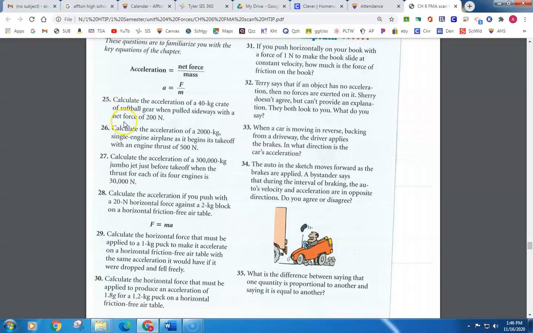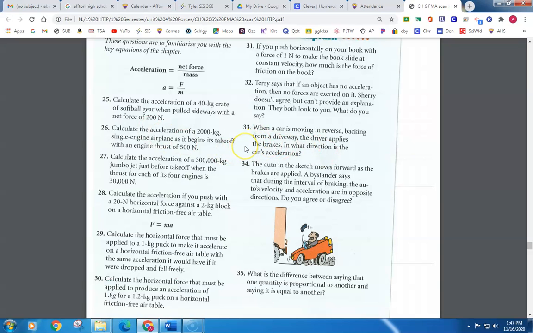Okay. Moving on to 32. Terry says that if an object has no acceleration, there must be no forces acting on it. Sherry doesn't agree, but can't provide an explanation. They both look to you. What do you say? Well, Terry would be correct if she said net force. So it would be correct to say that an object has no acceleration if there is no net force acting on the object.